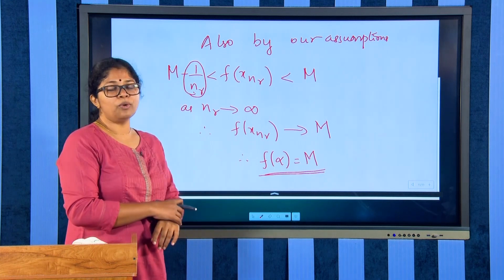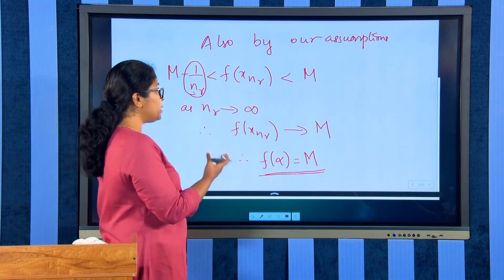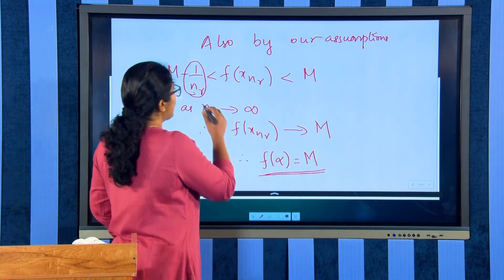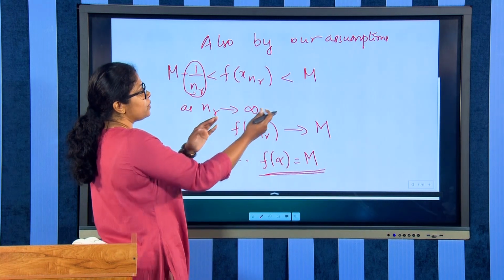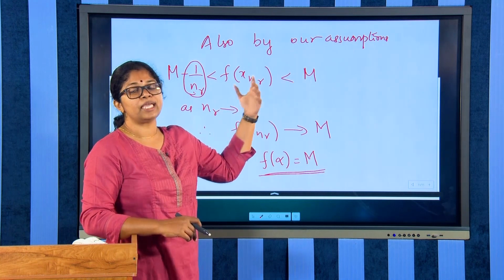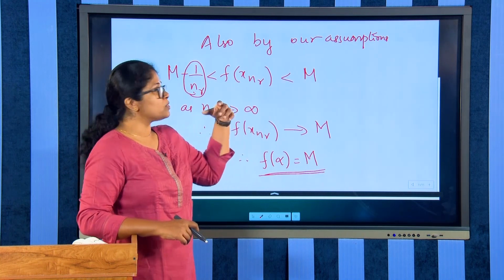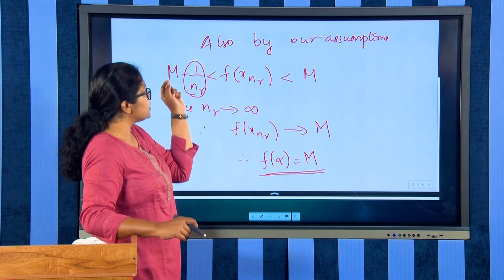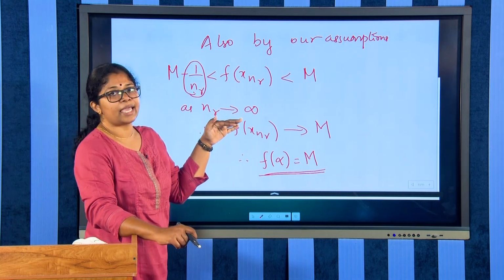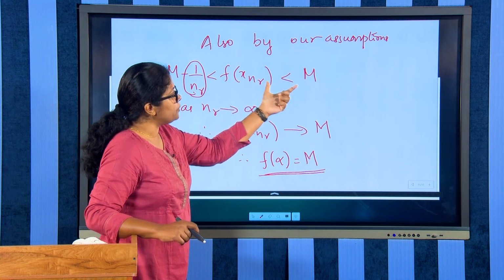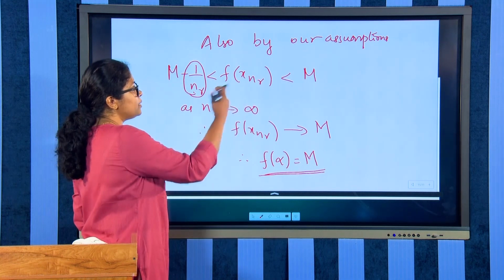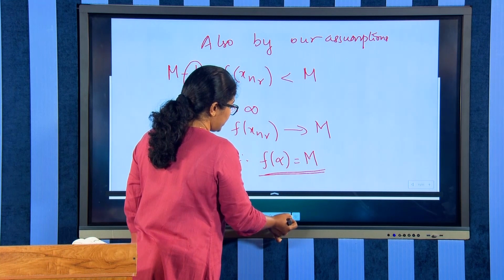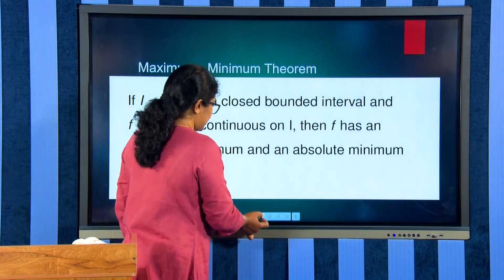Similarly, we can show that the minimum is also attained, by taking small m plus 1 by n, because it is not the supremum, it is the infimum that we are taking. We will consider exactly the same case, by taking small m plus 1 by n, which lies between small m and M plus 1 by n. That part I am not going to prove here, it is left as an exercise.